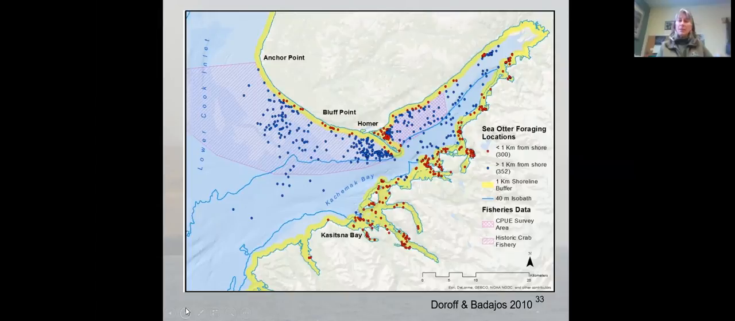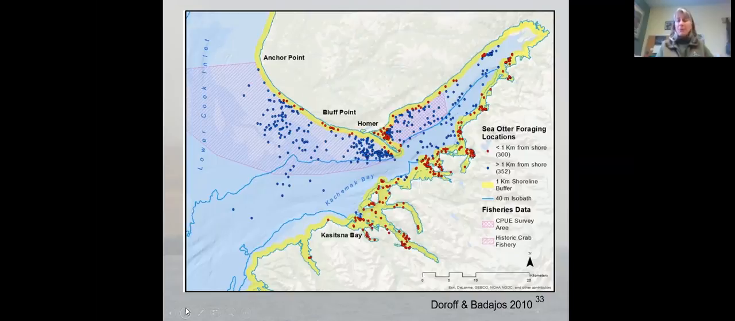From 2007 to 2010, we had 44 radio tagged sea otters in Kachemak Bay. This is a plot of just where they were foraging. You can see that they're using open water habitat pretty extensively because it's a shallow bay here.